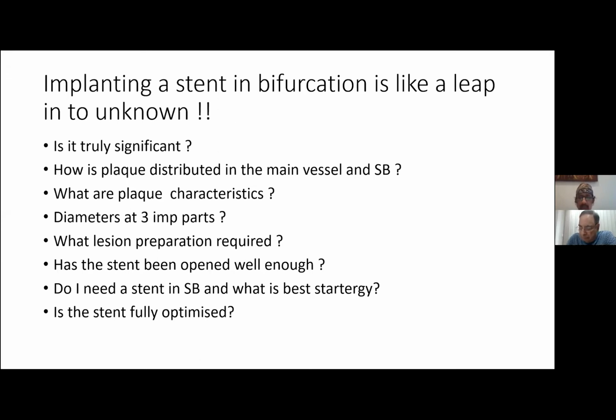Has the stent opened well enough? Do I need a side branch stent? And what will be the best strategy, single stent or a two stent strategy? Is the stent finally fully optimized when I leave the patient?